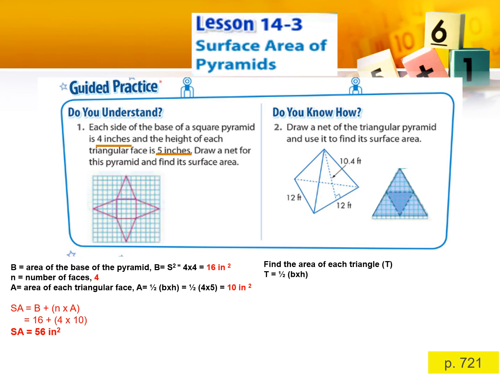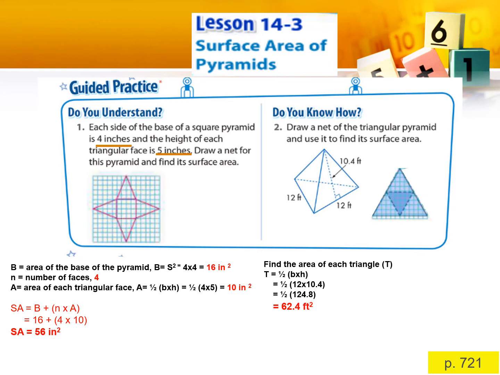So, let T be the area of one triangle using the formula 1/2 times base times height. Here, the given base is 12 and the given height is 10.4. Multiply the two. 12 times 10.4, it will result to 124.8. Then divide it by 2 or get the half of it. So you will get 62.4 square feet.